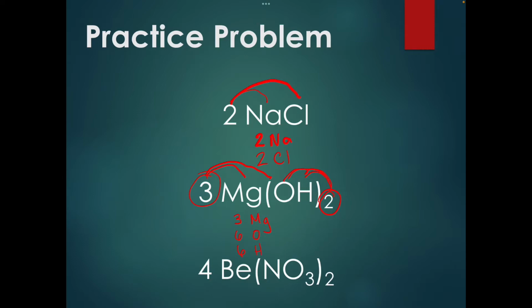All right, this last one is our trickiest one. So that 4 is going to distribute in, so that will give us 4 berylliums. And then remember, this 2 distributes in as well. So the 2 is going to get multiplied by the nitrogen and the oxygen. So when that 4 gets distributed in, multiplied by the 2, that will give us 8 nitrogens. And 2 times 3 oxygens gives us 6 there, times 4 in the front gives us 24 oxygens. Okay, so just make sure you've got all of the distributing happening.